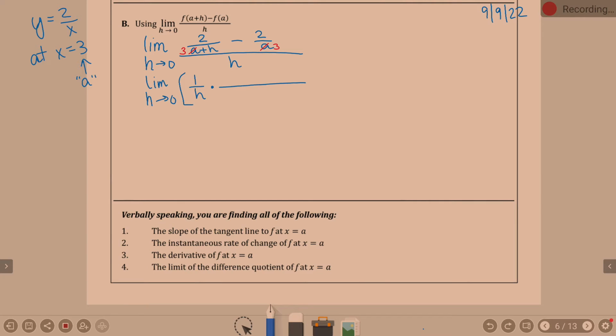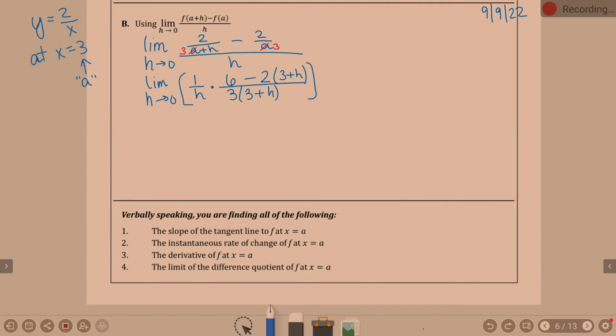So my common denominator is going to be multiplying the two denominators: 3 times 3 plus h. If we just multiply the two denominators, then you can do the cross products thing. So first numerator times the other denominator: 2 times 3 is going to be 6. This is subtraction, so minus, and then it's going to be 2 times 3 plus h.